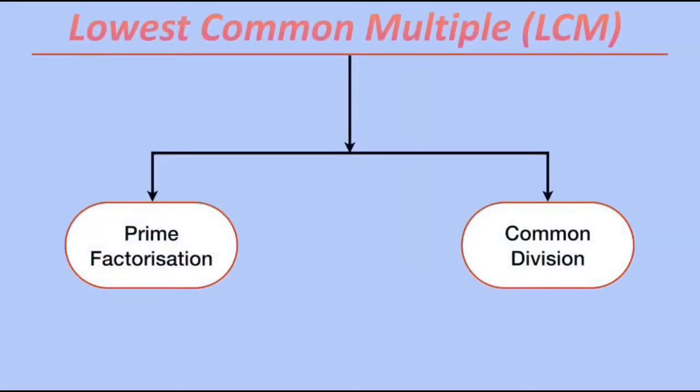Now we will learn about different methods for finding the lowest common multiple. First one is the prime factorization method, and second one is the common division method.